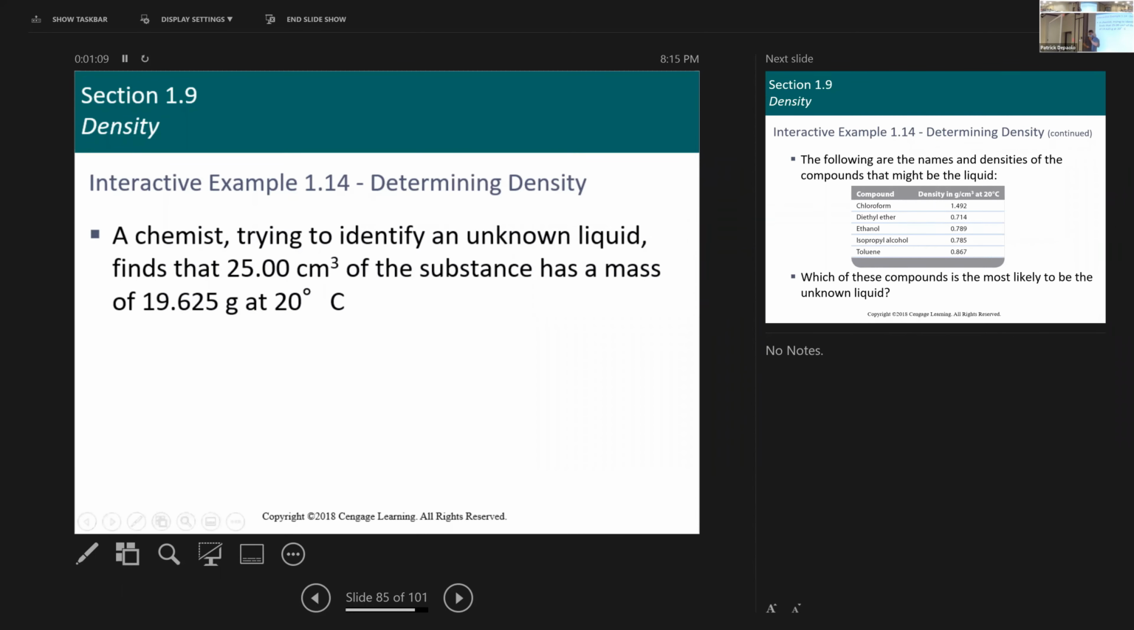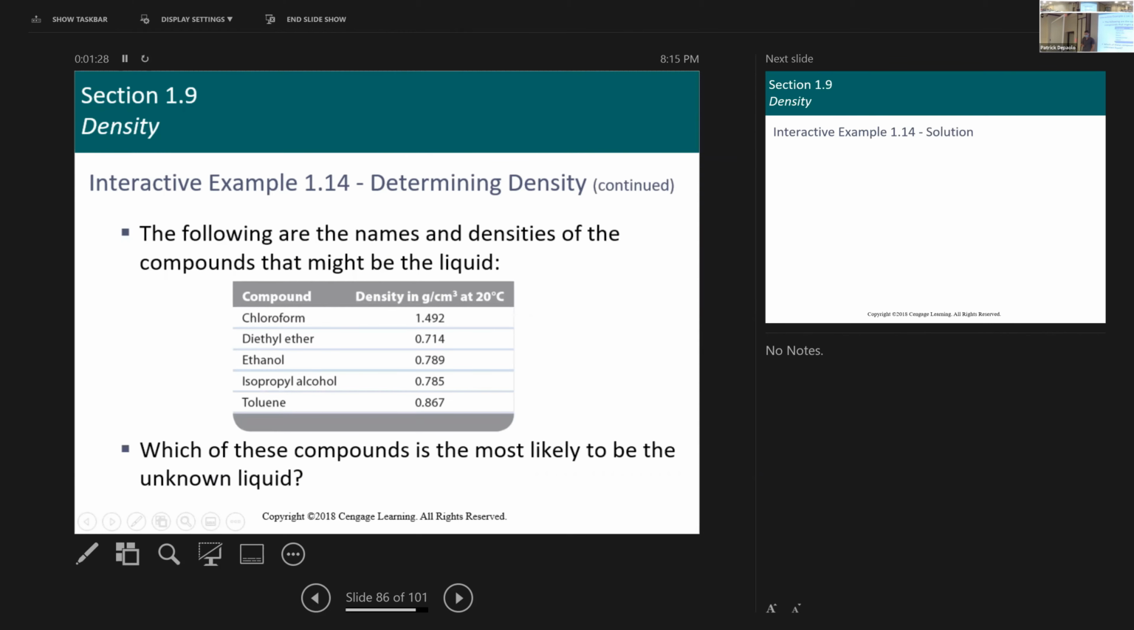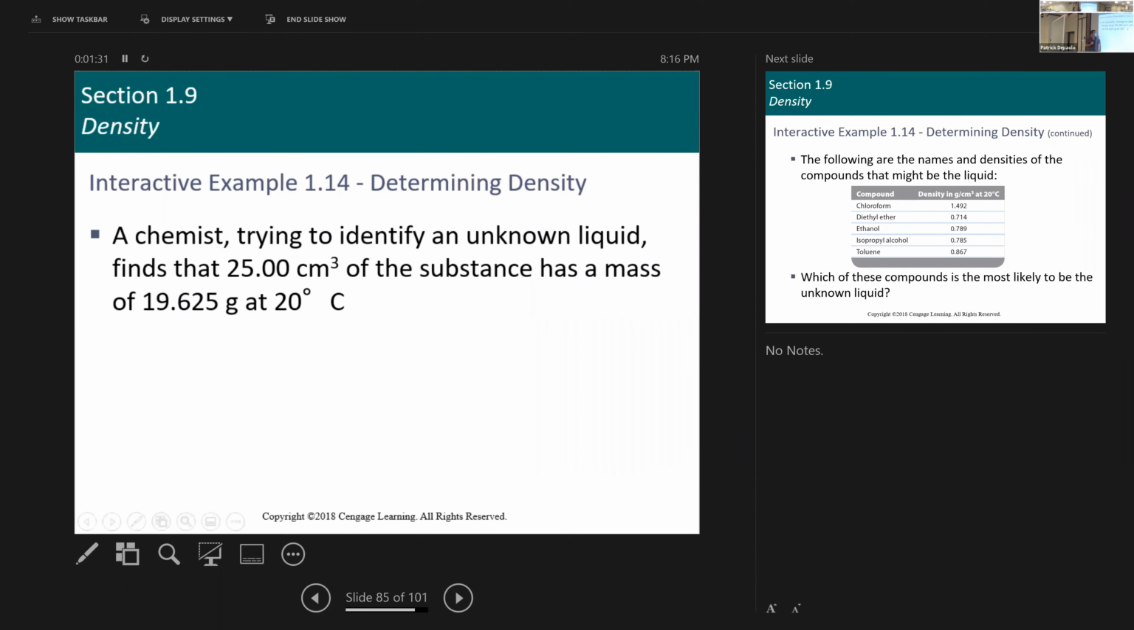Okay, so question. A chemist is trying to identify an unknown liquid. Finds that 25.00 centimeters cubed, or milliliters, of a substance has a mass of 19.625 grams at 20 degrees Celsius. What is the density of it first? So we'll figure out the density first. So what would you do for the density? How would you figure it out? I know it seems like a stupid question maybe, but somebody. Mass over volume. Exactly. So I just want to make sure you're awake.